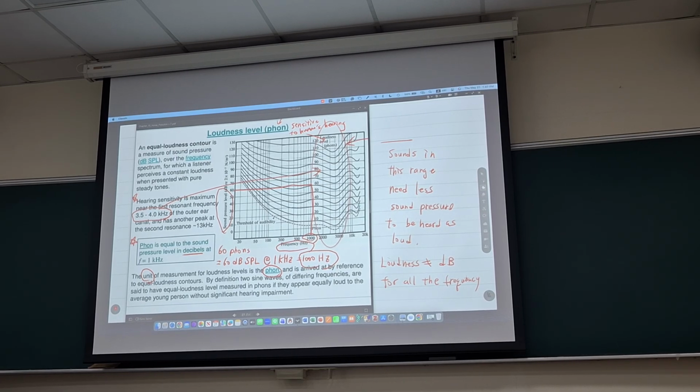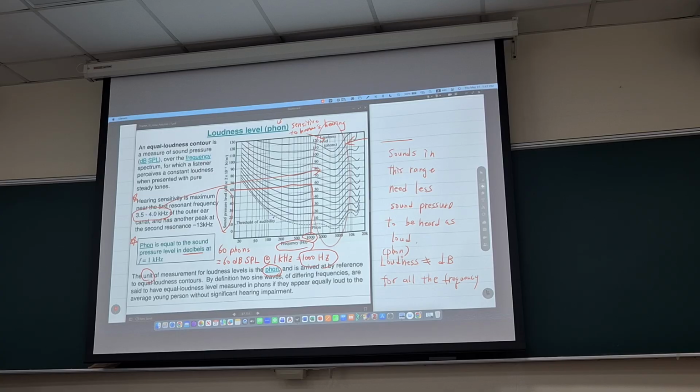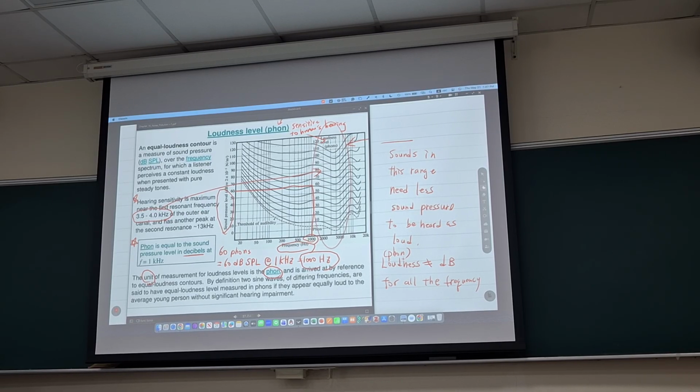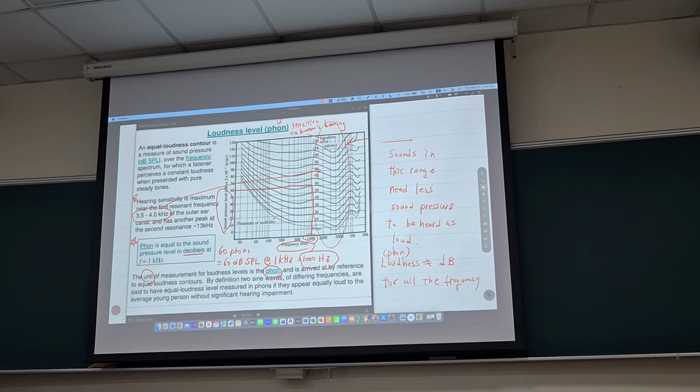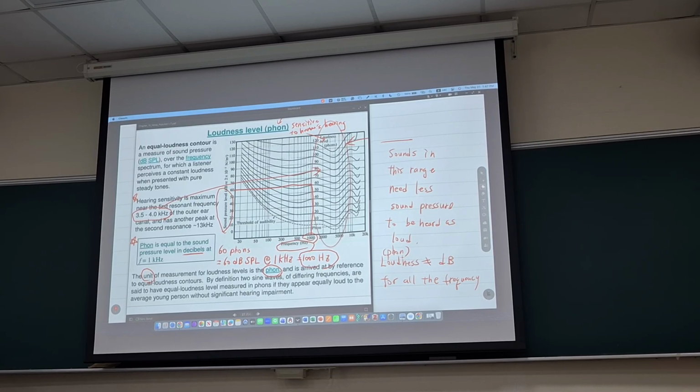Okay? The loudness measuring form is not equal to the decibel sound pressure level for all frequencies. Everyone understand this? If you understand previous learning, this is very important. Otherwise, I can skip this.